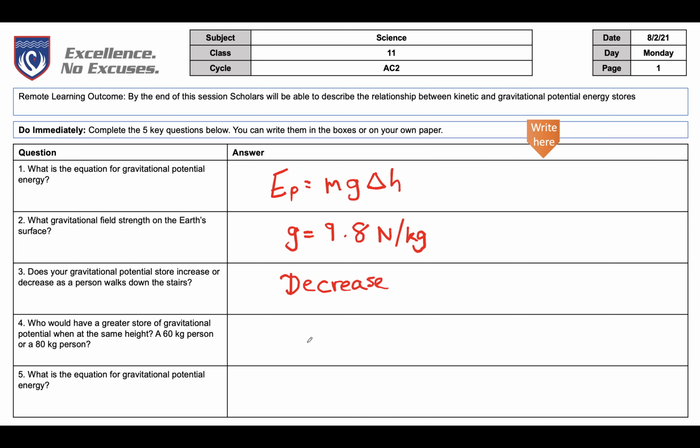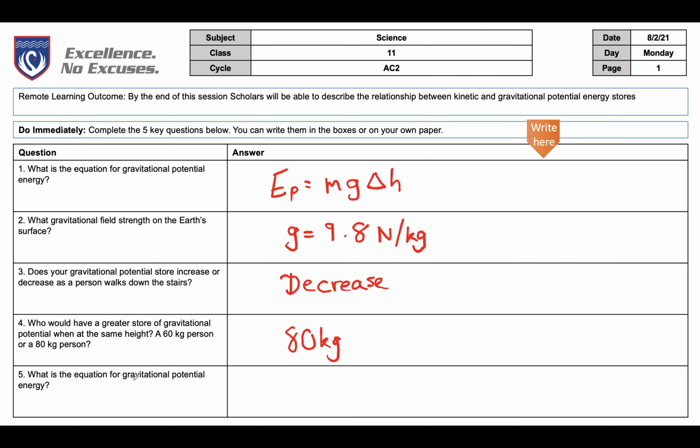Who would have a greater store of gravitational potential at the same height, somebody with 60 kilogram mass or 80 kilograms? If we just look at the equation, if you increase the mass, you increase the energy. So the higher the mass, the more energy you have at the same position. So the 80 kilogram person will have more potential energy.